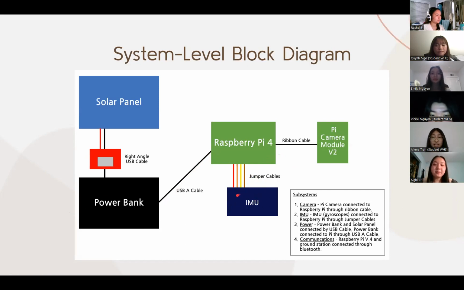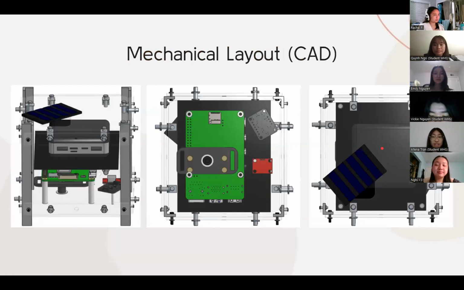The Raspberry Pi is also connected through a ribbon cable to a Raspberry Pi camera module that will be taking our pictures, which will be processed to look for colored plastic. Let's move on to the CAD portion now.